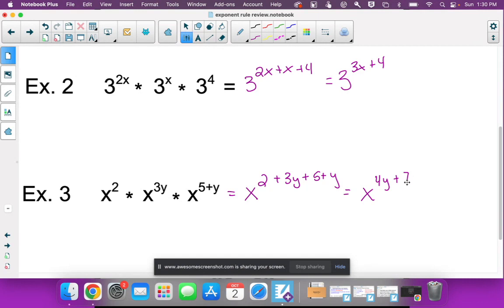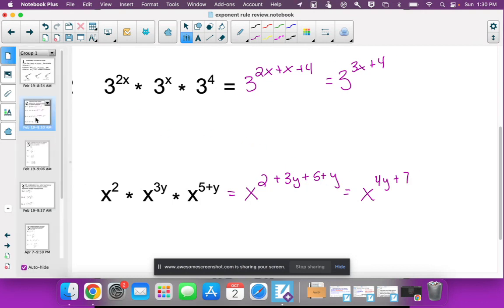Okay, so that is the addition rule. And again, the biggest thing is making sure all of your bases are the same.